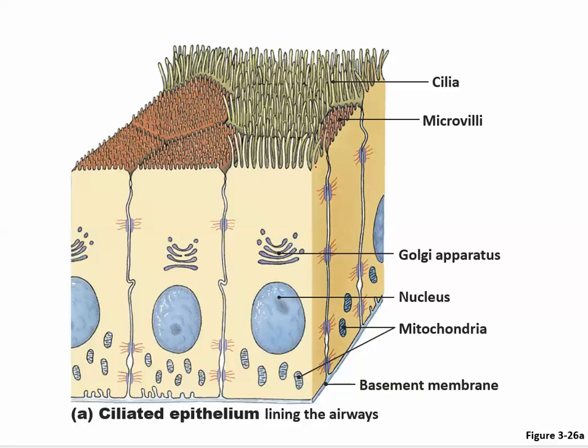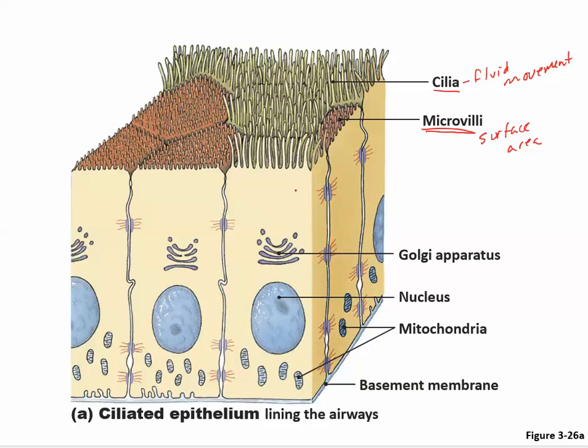Okay. Do you remember the difference between cilia and microvilli? It's a little quiz there. Cilia is fluid movement. So hopefully you got it. Microvilli are for surface area. Okay, so in this case, this cell has both. Okay, ciliated epithelium lining the airways. Okay, so it has both microvilli and the cilia.